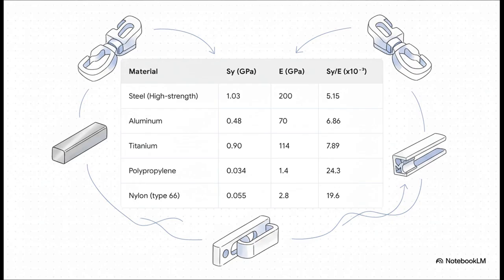Now look all the way down at polypropylene. Its strength is tiny compared to steel, but its stiffness is also incredibly low. And the result? Its Sy over E ratio is almost 25. That's 5 times better than high-strength steel for this specific job.